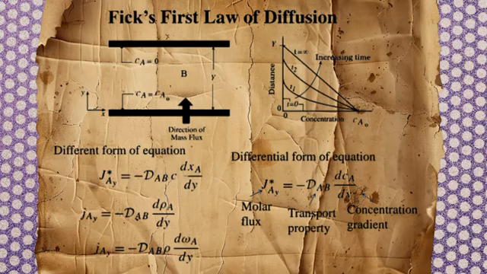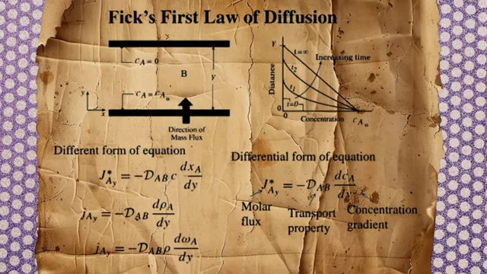Each form is used depending on whether you are working with mole fraction, mass fraction, or concentrations. You can choose the appropriate term as per your requirements. The most common form of Fick's first law is J star Ay, which is the molar form, where J star Ay is the molar flux of A in the y direction. How much A is moving per unit area per unit time is the molar flux.